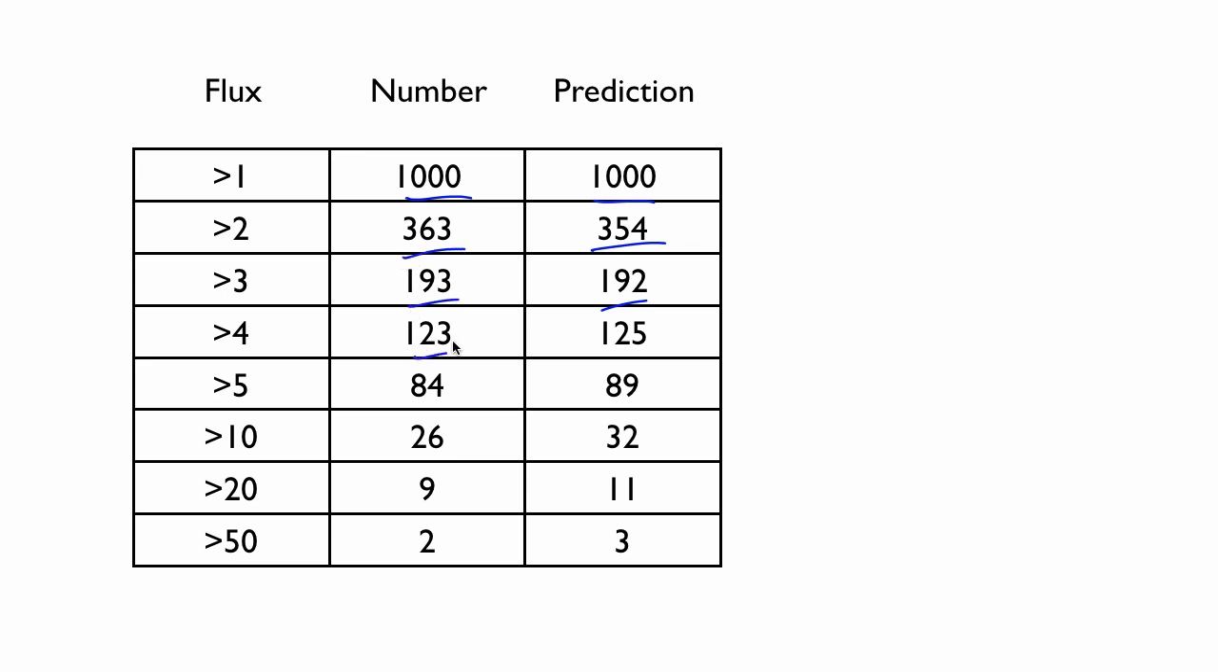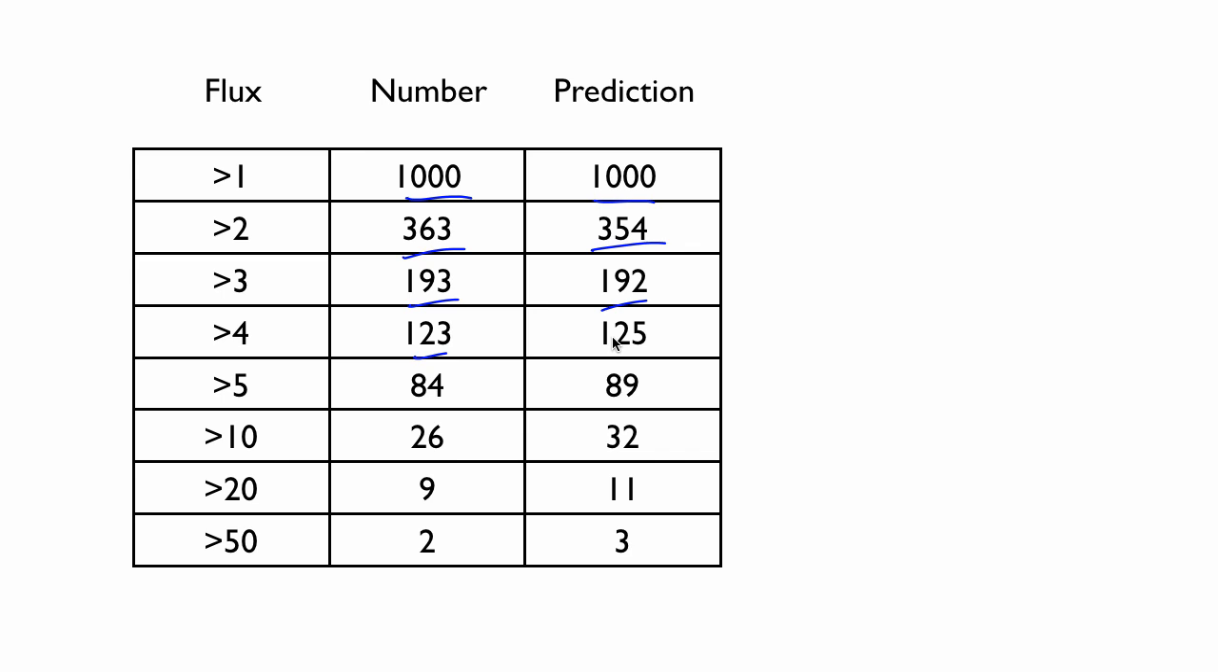And what you can see is it does a pretty good job. So our simple calculation, F to the minus 3 halves, predicts we should have 354 with fluxes greater than 2, we actually see 363. Close enough. It's very close for 3. For numbers greater than 10, the prediction is a bit higher than we actually see. For greater than 20, still a bit higher, but not by very much. So overall, it fits pretty well.